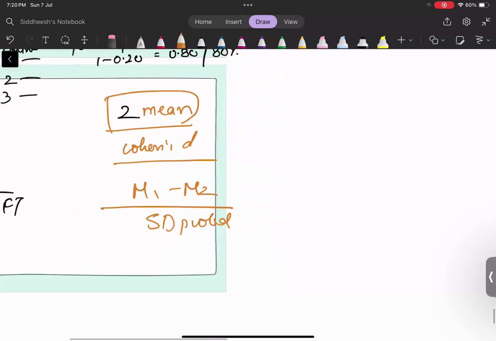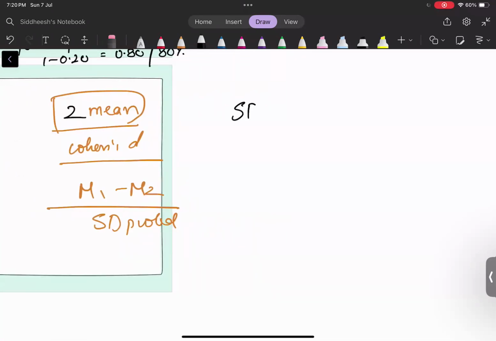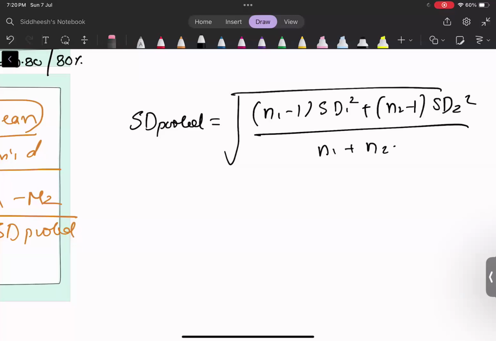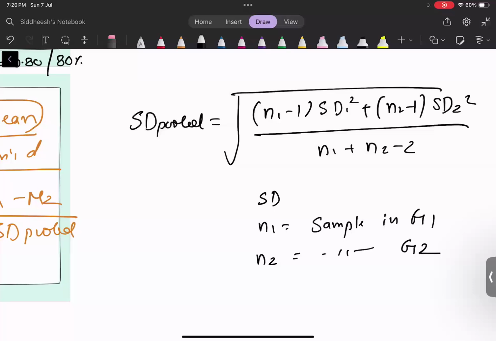A simple formula. Okay, and how do we find the pooled standard deviation? Again, we have a single formula: under root of (n1 minus 1) sd1 square plus (n2 minus 1) sd2 square, upon n1 plus n2 minus 2. Correct? Here, sd is the standard deviation, n1 is the sample size in group 1, and n2 is the sample size in group 2, from the article Anushka has sent. From that, I will get the pooled SD.